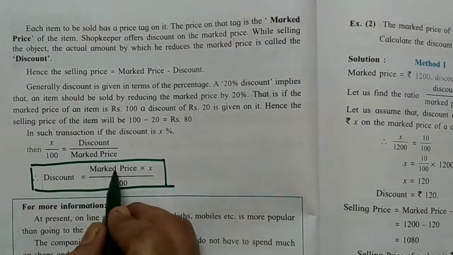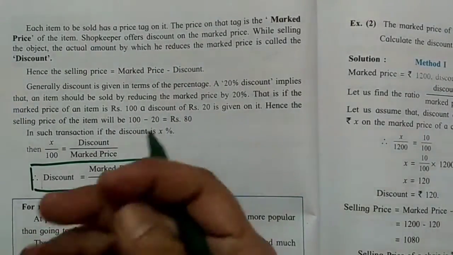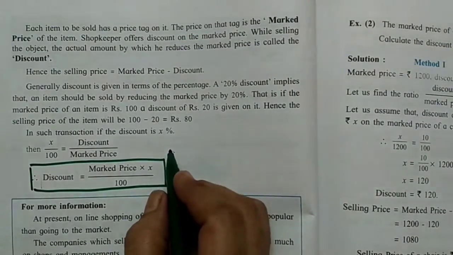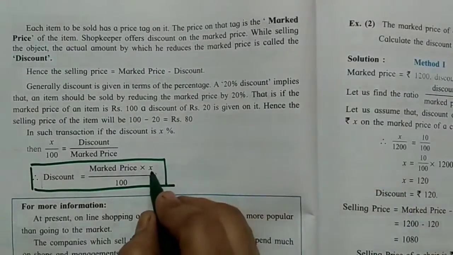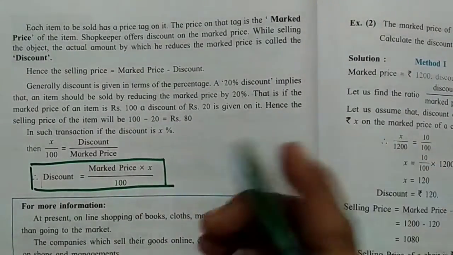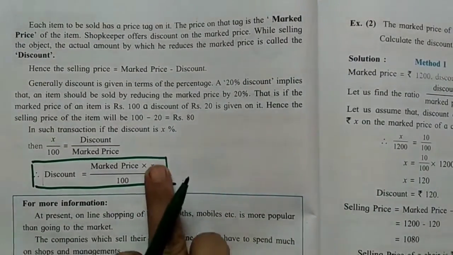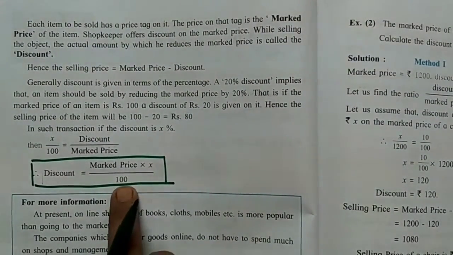So what is the discount? It is marked price, the price tag, multiplied by X. Now what is this X? It is the percentage of discount. Suppose the shopkeeper says 15%, so this will be 15. If he says it is 30%, X will be 30. So whatever discount is offered, that amount will be X, and upon 100.